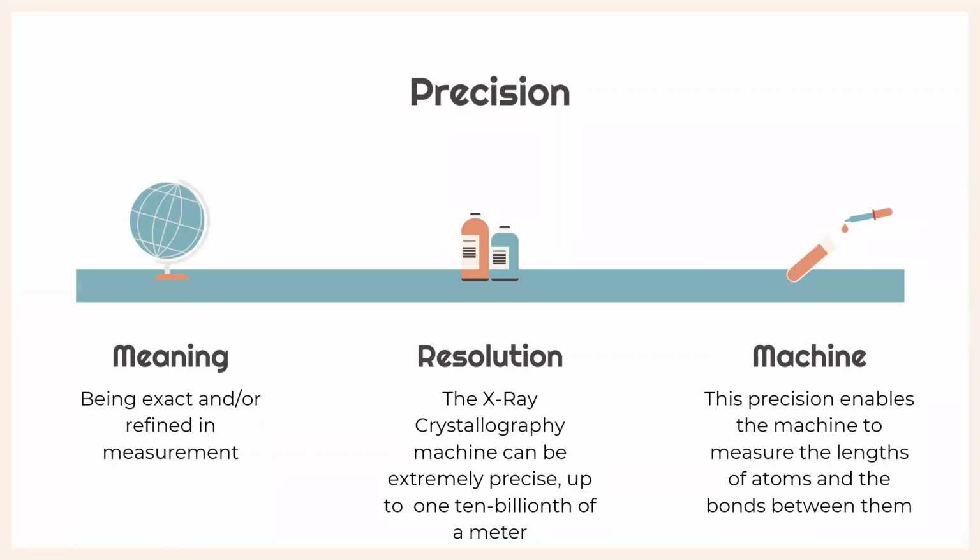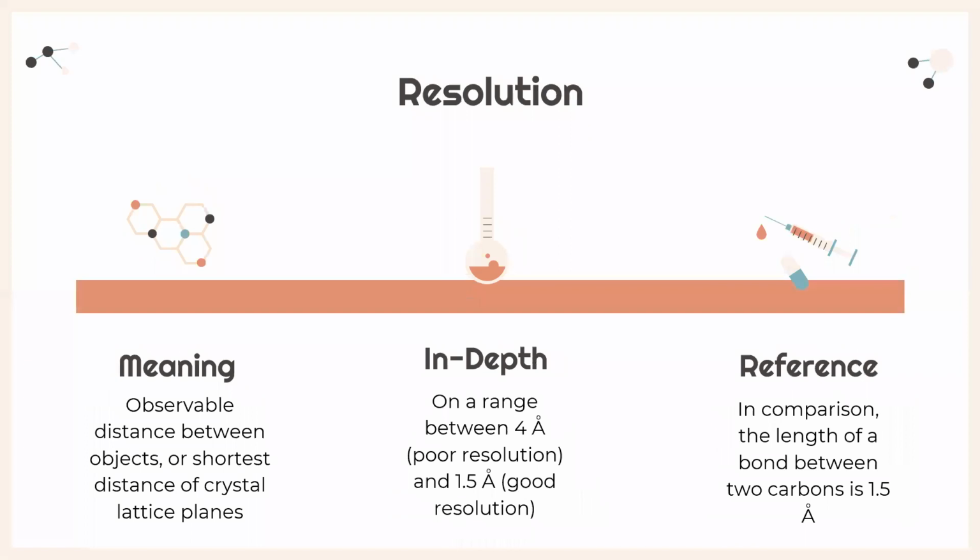Next will be precision, which is being exact and/or refined in measurement. Now, the X-ray crystallography machine is extremely precise. Its precision is measured by angstrom units, which is 1.0 times 10 to the negative 10 meters, or 1/10 billionth of a meter. This precision actually allows the X-ray crystallography machine to even measure the length of atoms and the bonds between them. For resolution, it is the observable distance between two distinct objects, or the shortest distance between separate crystal lattice planes.